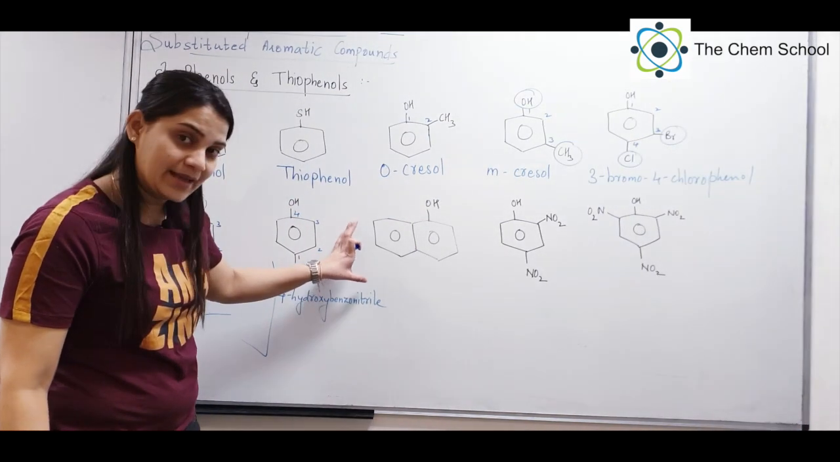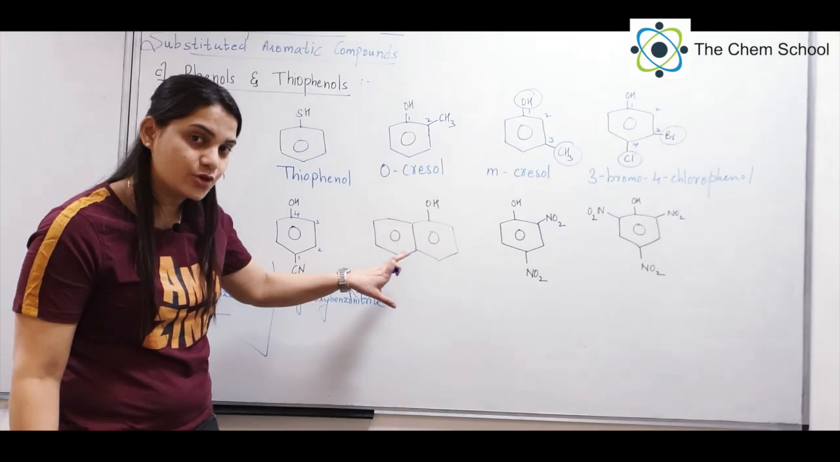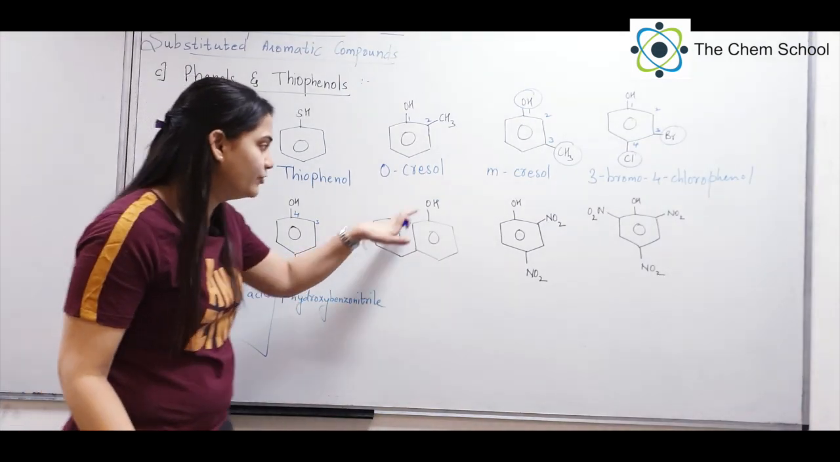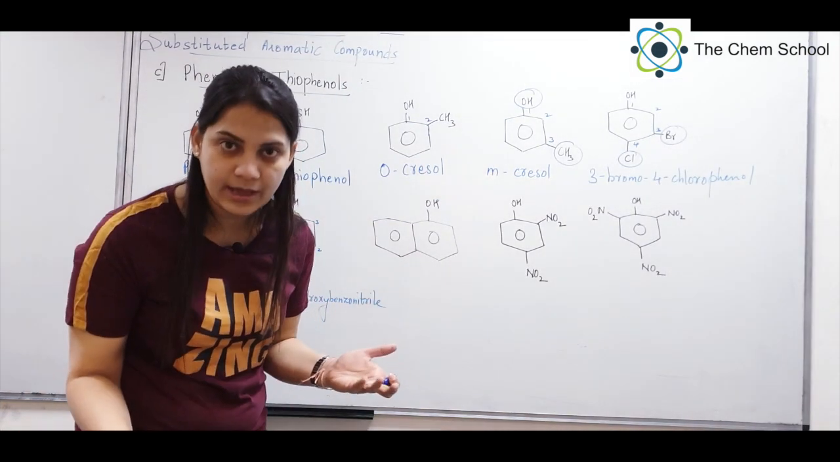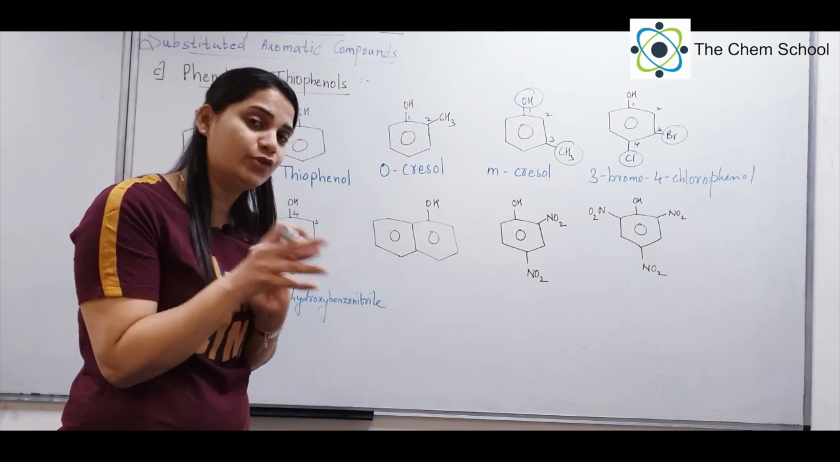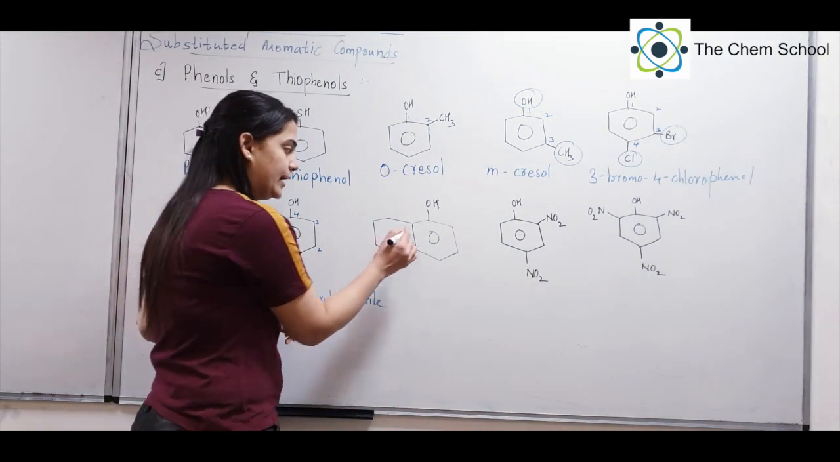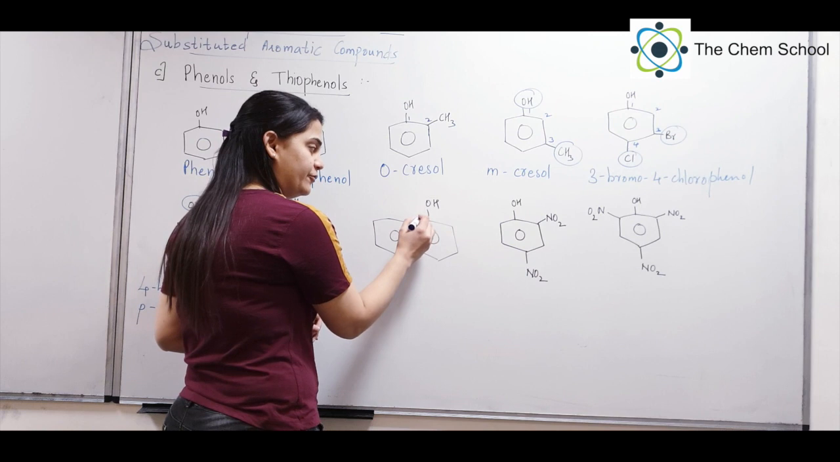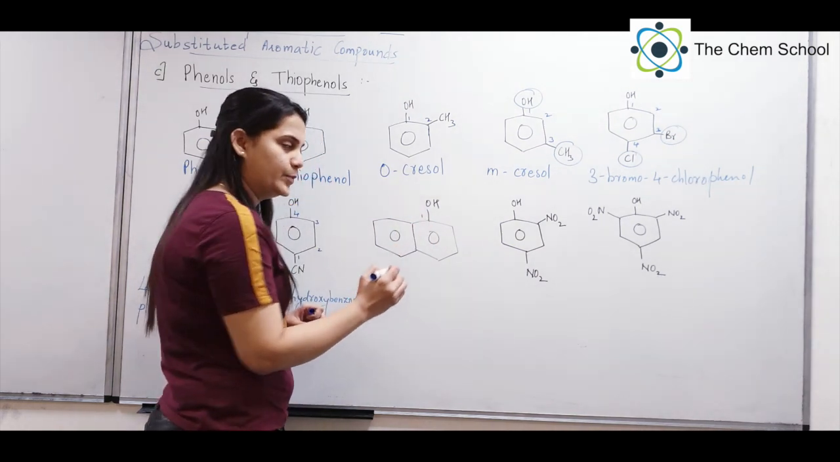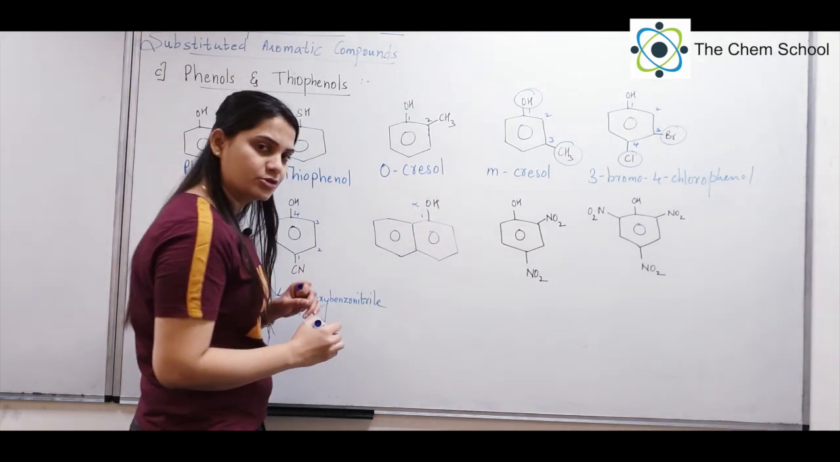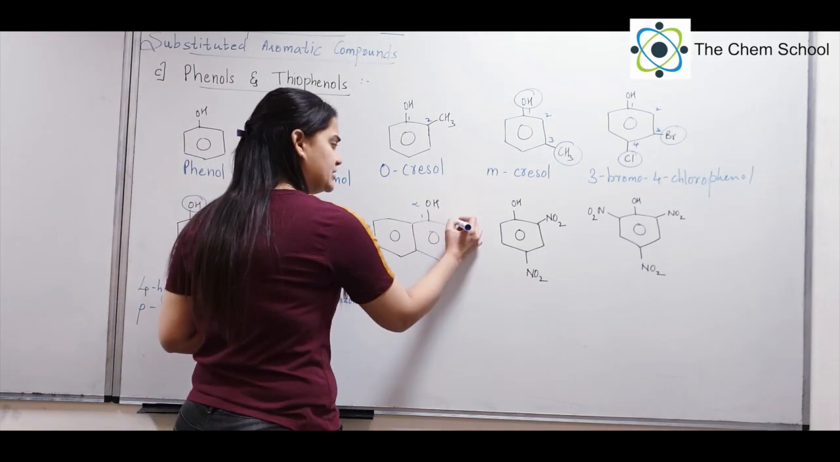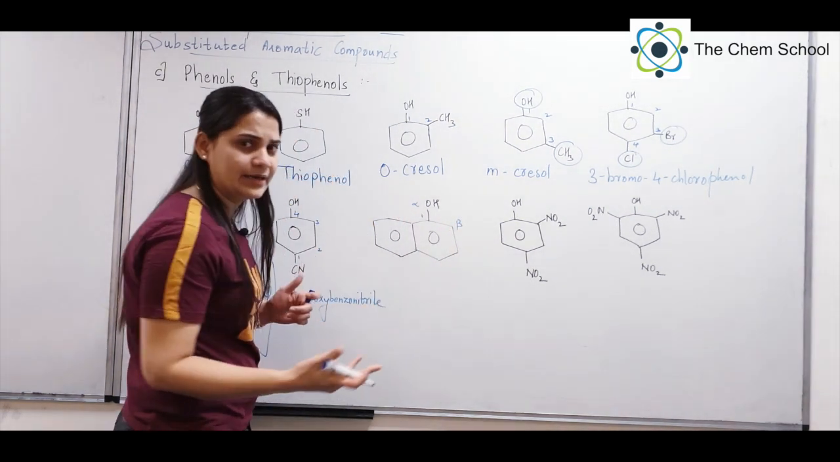I hope you recognize this ring. If you have 2 benzene rings together, it is called naphthalene, and naphthalene with OH is called naphthol. Now in this case, the first position is also called the alpha position. This is your beta position, alpha, beta, gamma, delta and so on.